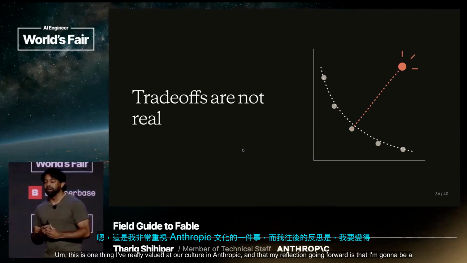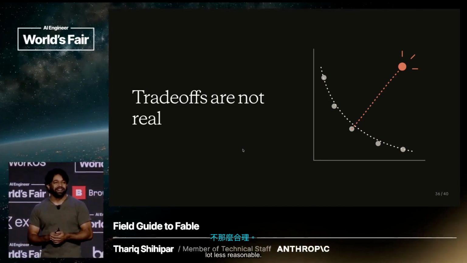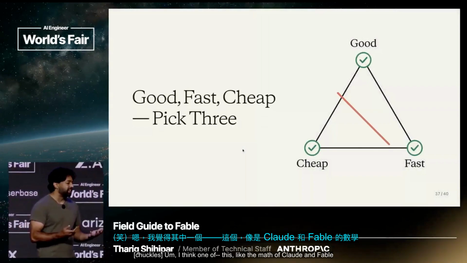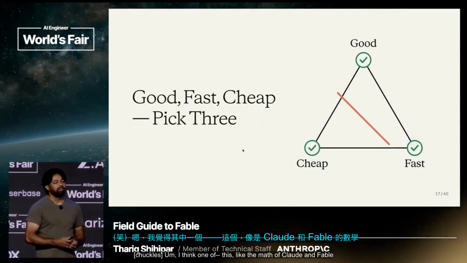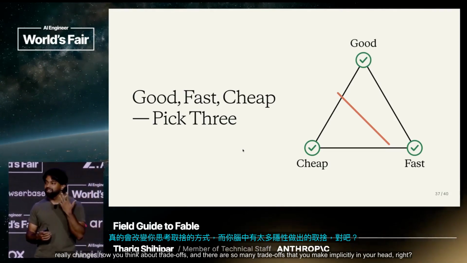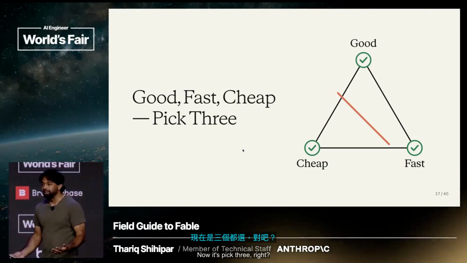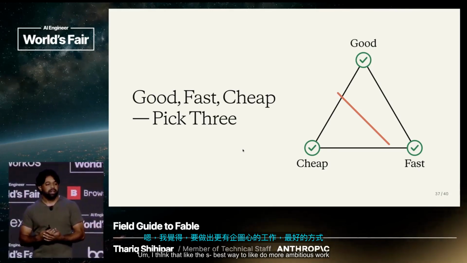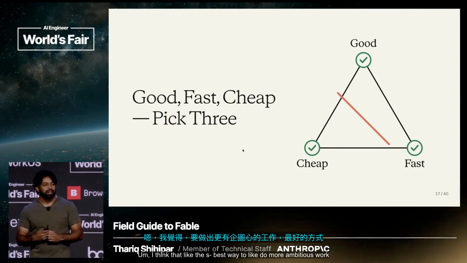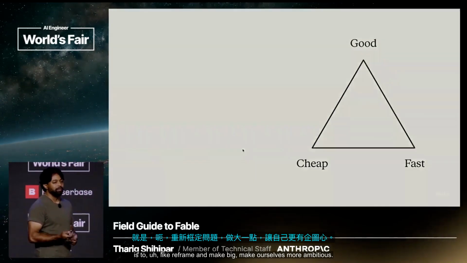This is something I've really valued in our culture at Anthropic, and my reflection going forward is that I'm going to be a lot less reasonable. I think the math of Claude and Fable really changes how you think about trade-offs, and there are so many trade-offs that you make implicitly in your head, right? Like good, fast, cheap. Now it's pick 3, right? I think that the best way to do more ambitious work is to reframe and make ourselves more ambitious.